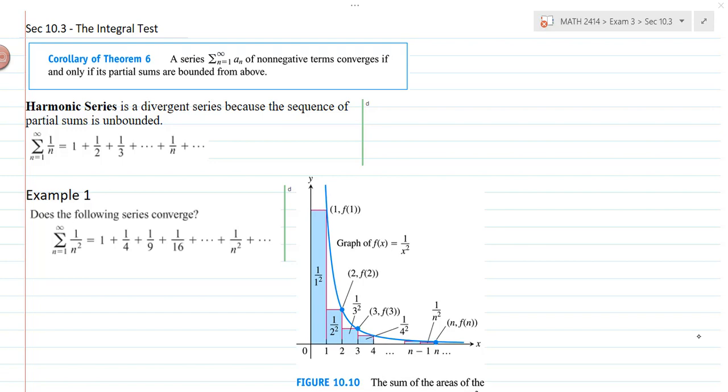Section 10.3 is going to give us another test for convergence. It's called the integral test. From here on out, we're just working with infinite series. Series, remember, where we're adding terms together.